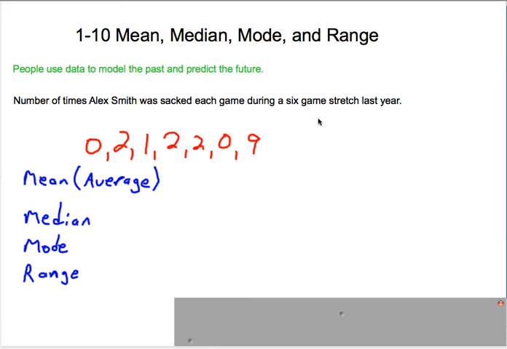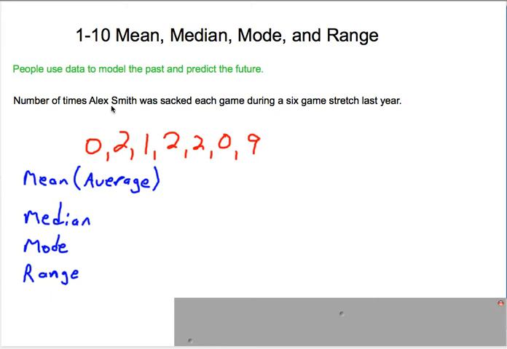In this video, I'll be talking about mean, median, mode, and range. These are measures of data, and people use data to model the past and also to predict the future. Not always correctly, but sometimes very accurately.